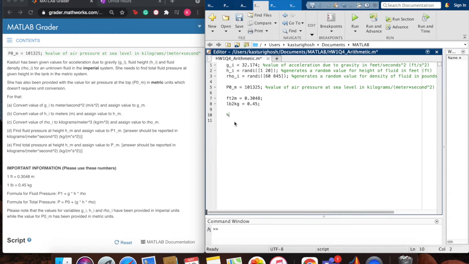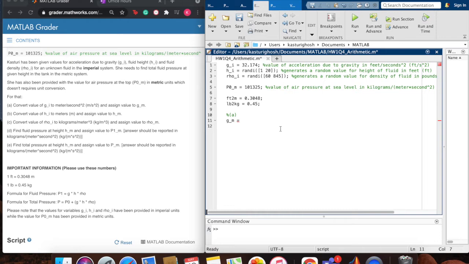Okay, looking at part A: convert the value of gi to meter per second square and assign the value to gm. The initial value of gi is in feet per second square. So I am going to write gm here and write the equal to sign, because gm is the variable into which I need to assign my value, right? And then I'm going to write the expression.